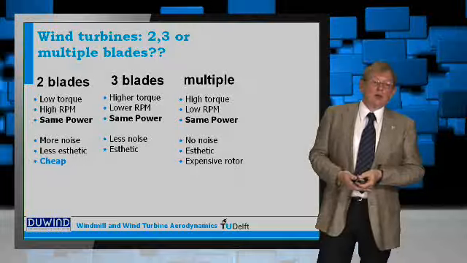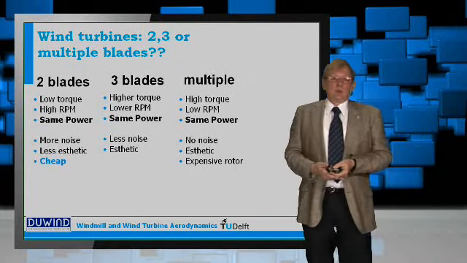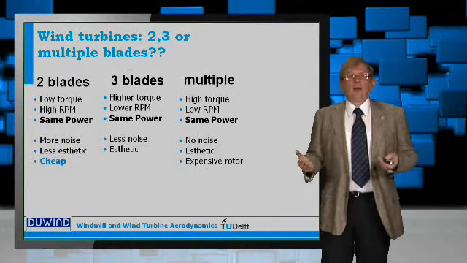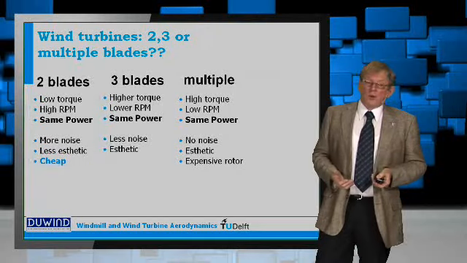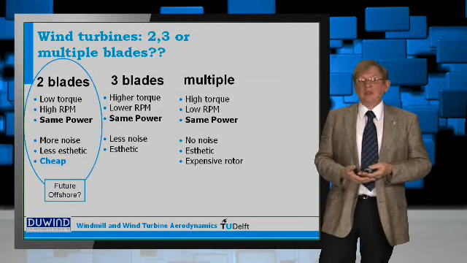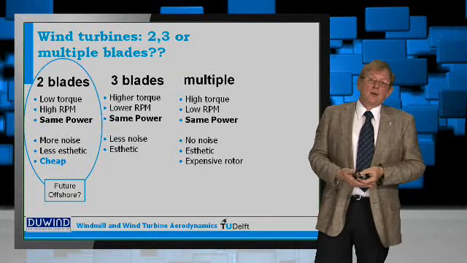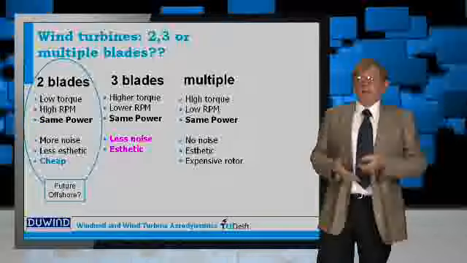Okay, why would we try to use 2-bladed wind turbines? Well, 2-bladed wind turbines are nice because they're cheap. You need to manufacture only 2 blades, and its rotational speed is larger, which means that you need a smaller gearbox. I think that we will see 2-bladed wind turbines again in the future for offshore applications. On land, we usually see 3-bladed wind turbines.